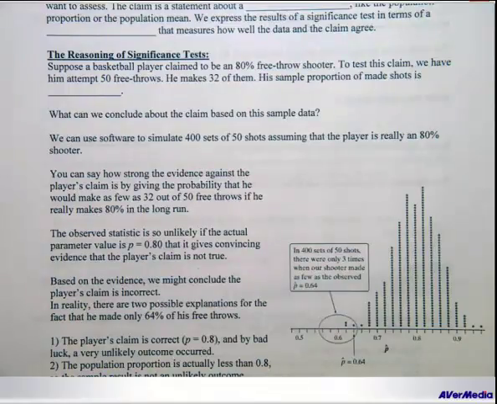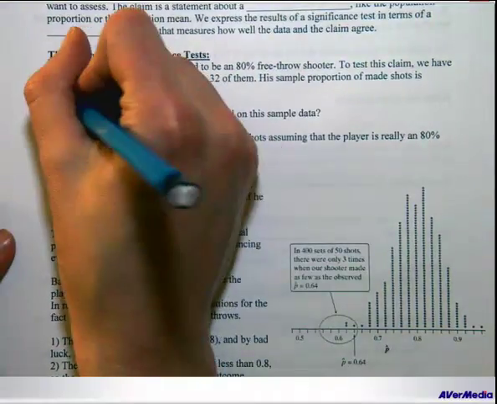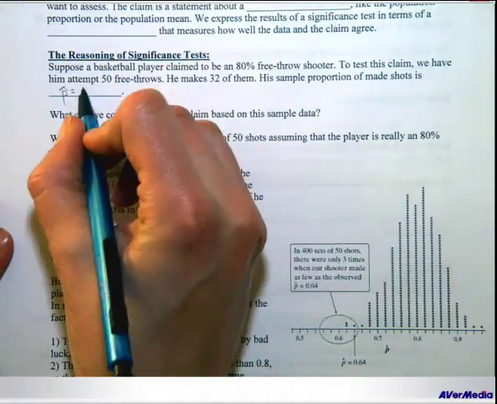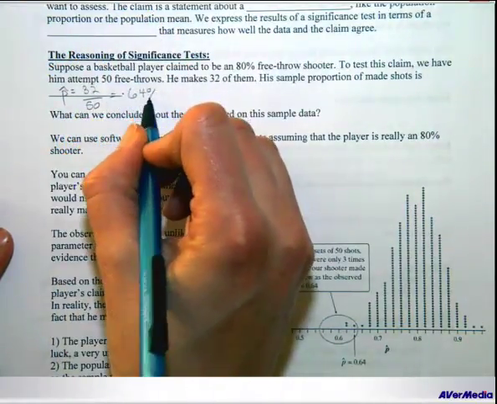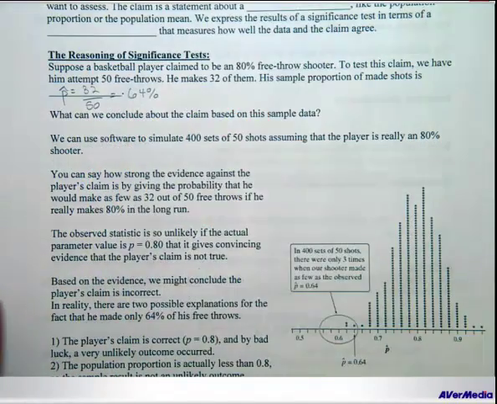It says, suppose a basketball player, in this case Mrs. Robert, but actually this is a different situation, claimed to be an 80% free throw shooter. To test the claim, we have him attempt 50 free throws, and this person makes 32 out of 50. His sample proportion then would be p hat equals 32 out of 50, which is 64%, or 0.64.